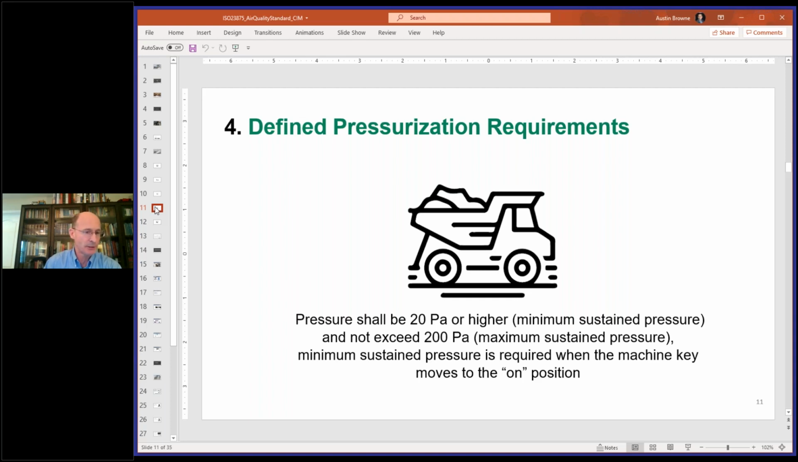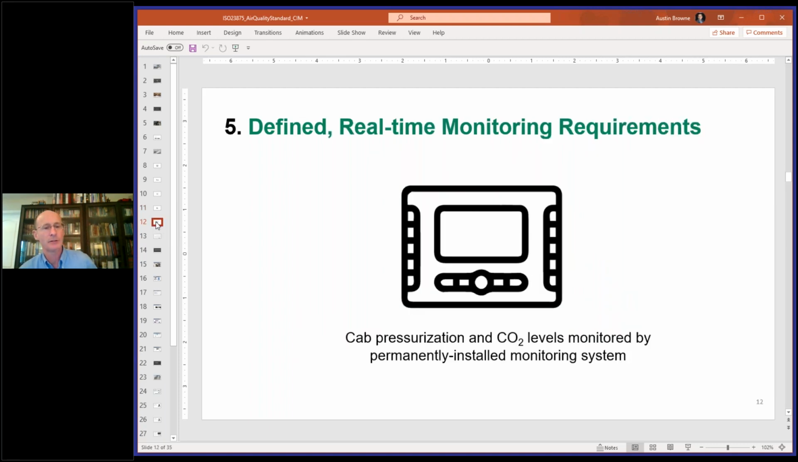And we have a maximum pressurization requirement of 200. And we have a monitoring system that monitors that and alarms when you're below that level or when you're above that level. And that's also a requirement. The last slide is dealing with the monitoring, which I've kind of gone through already.